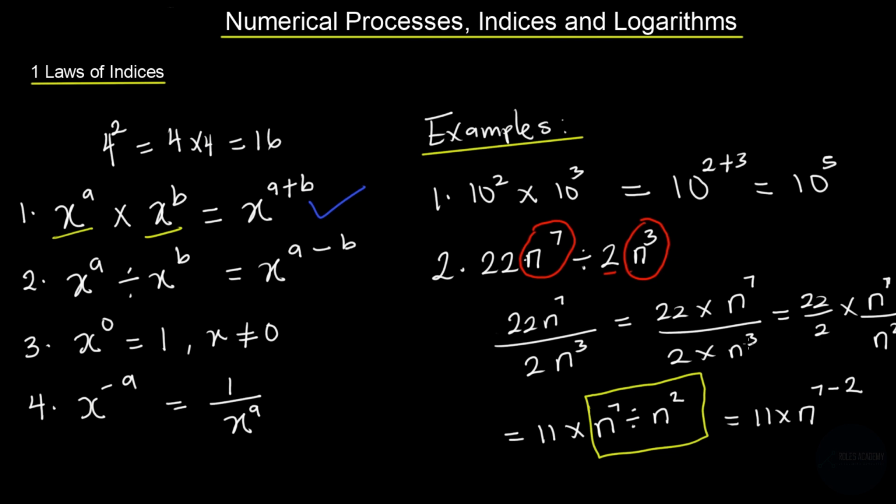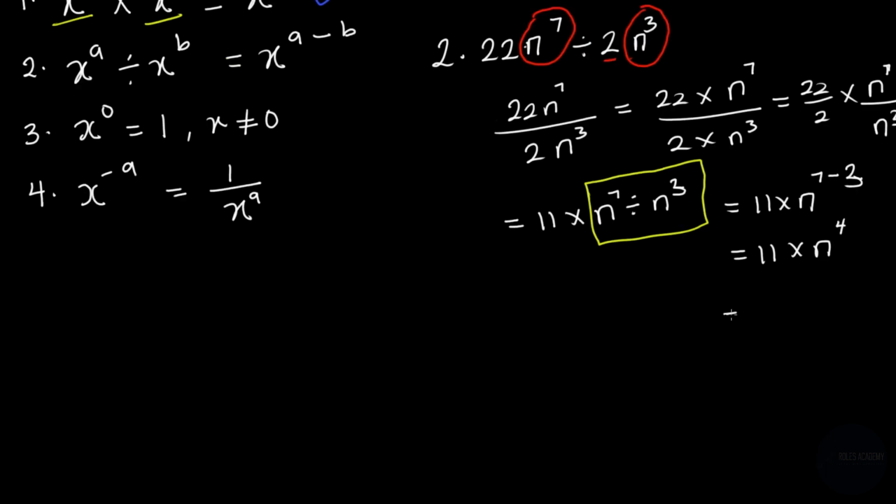Oh, this is 3, I've been saying 2. It's n to the power of 3. I'm sorry for that. So we have 11 multiplied by n, and 7 minus 3 is 4. So we have 11 n raised to the power of 4.